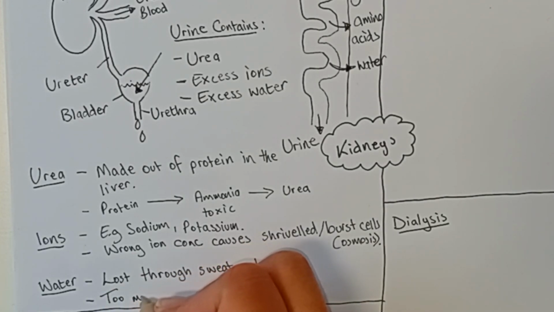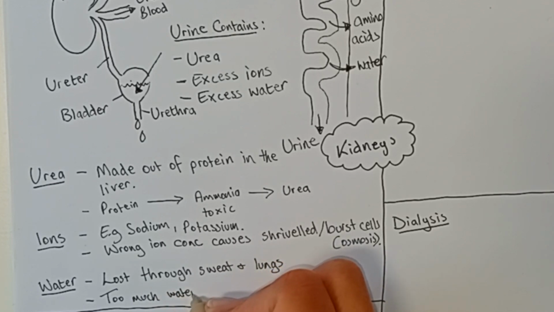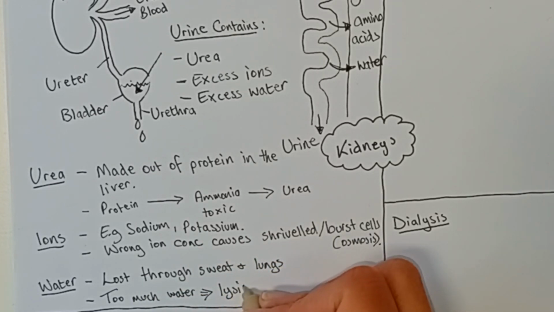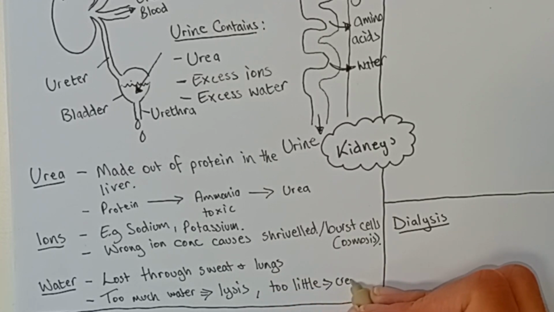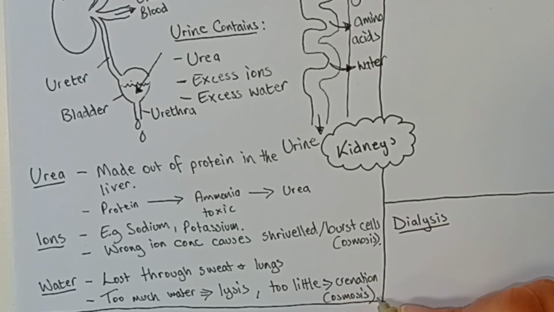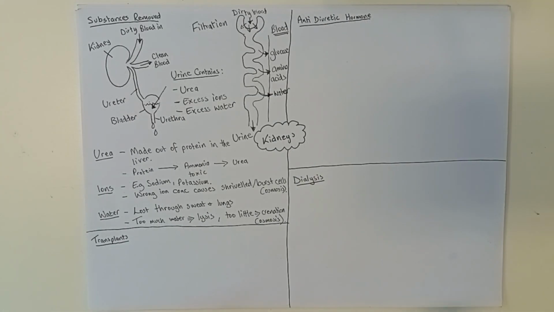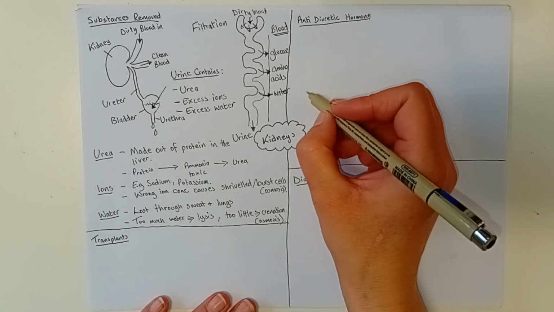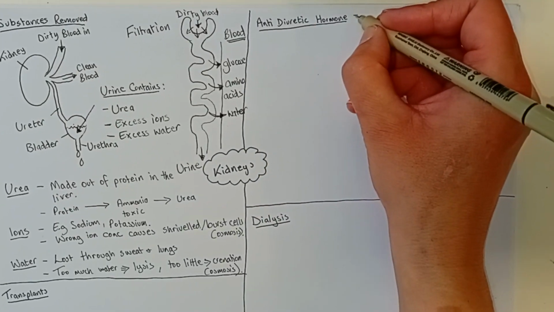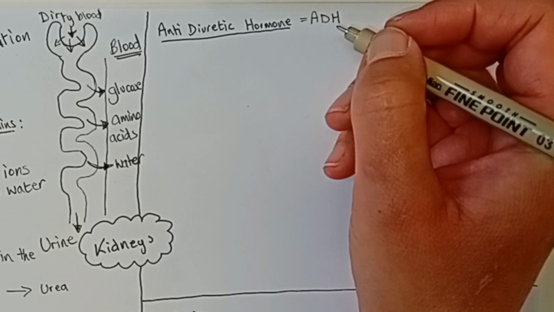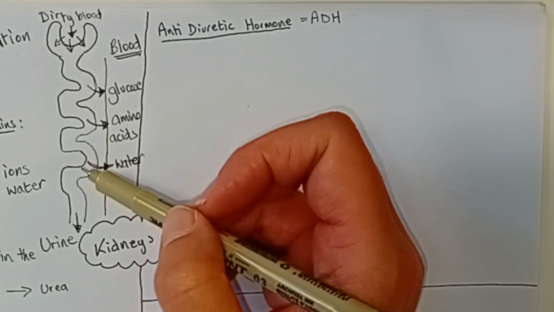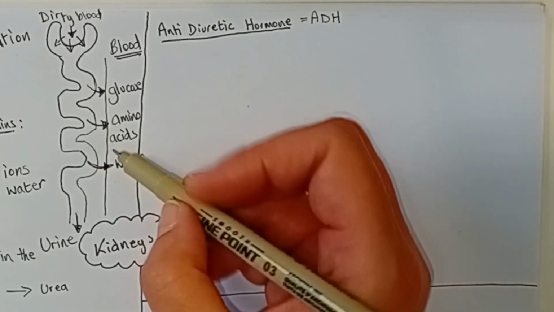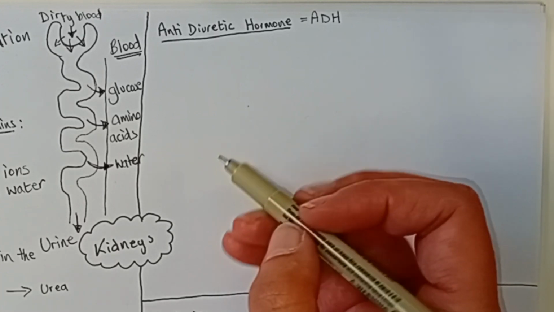So too much water leads to lysis or bursting of cells. Too little leads to crenation by osmosis again. Let's have a look then at how this water is controlled. Antidiuretic hormone can be shortened to ADH. And antidiuretic hormone makes these tubules more permeable to water. Okay, so it lets more water out. Let's see how that works.